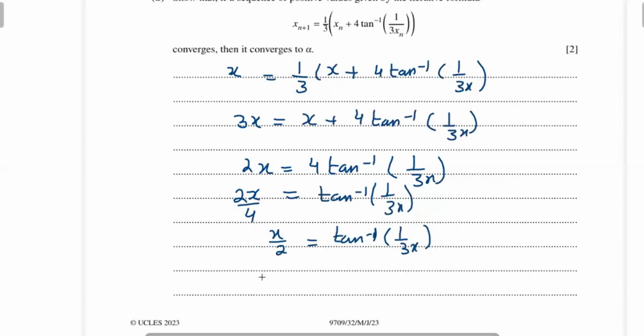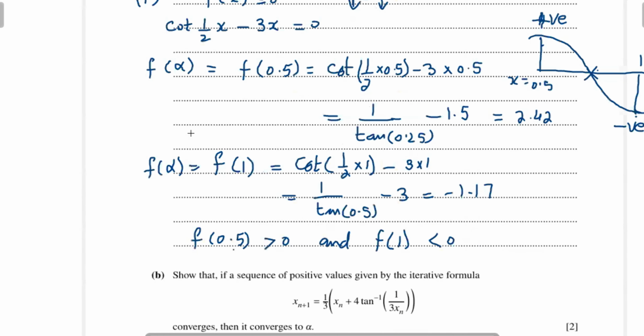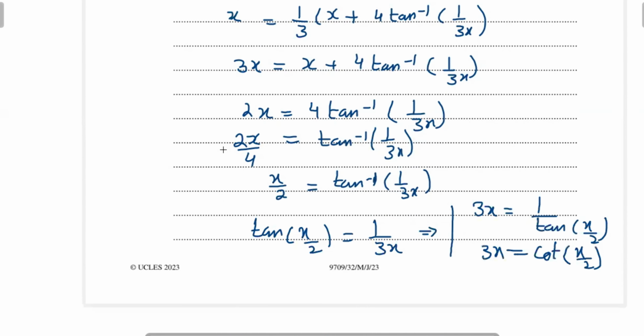We take the tan on both sides, we get tan x over 2 equal to 1 over 3x, and we can write it as, we shift 3x from right to left side, we get 3x will be equal to 1 over tan x over 2. 1 over tan can be written as cot x over 2, and that's 3x will be equal to cot x over 2. We have to prove cot 1 over 2x equal to 3x. Now we move to the next part of this question.